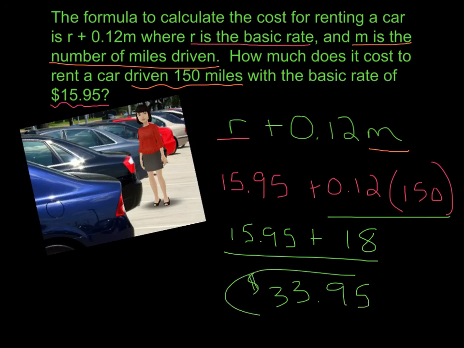And always go back and reflect on what your answer means. $33.95 to rent a car at a basic rate of $15.95, and after you drive it 150 miles. So there you go. There's your lesson on order of operations and evaluating expressions.